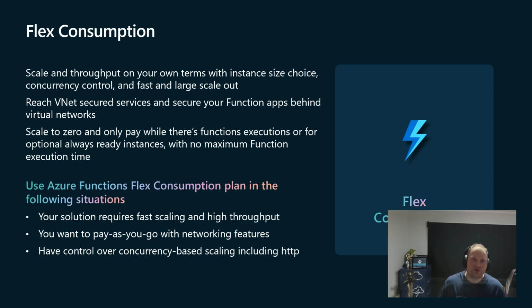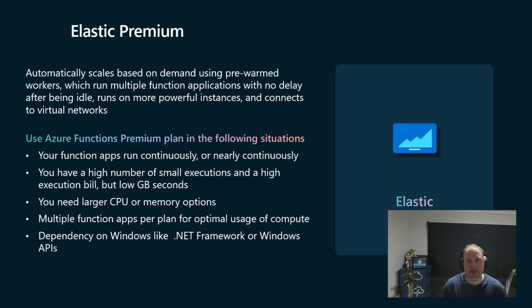So use Azure Functions Flex Consumption Plan when you have the following situations. Your function requires fast scaling and high throughput. You want to pay as you go, but with networking features. And you want control over concurrency-based scaling, which also includes HTTP.